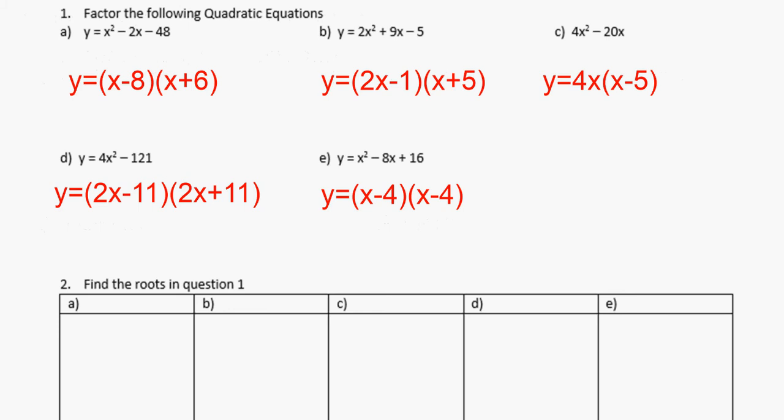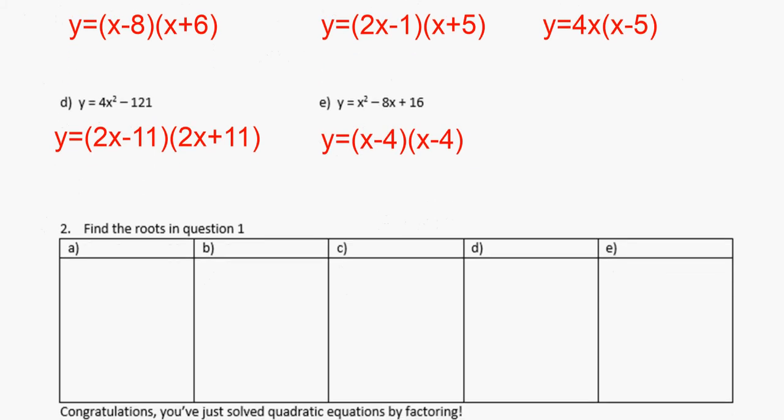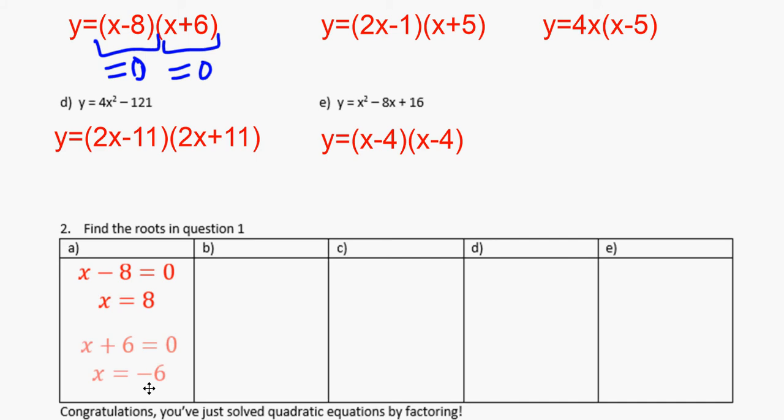The first one says find the roots. So how do we do this? To find the roots, we simply just set each factor equal to 0 and solve. So there's the first one. The second one with the same thing, we set it equal to 0. So here the first one, set it equal to 0, I get x equals 8. The second one, set it equal to 0, I get x equals negative 6. So it's that simple. Basically the factoring is the hard part.